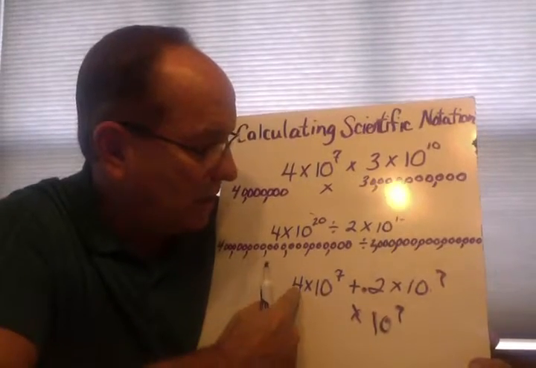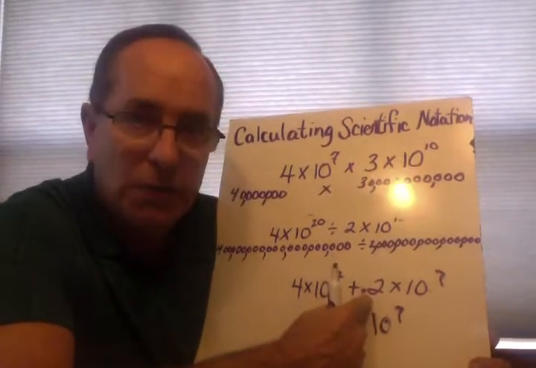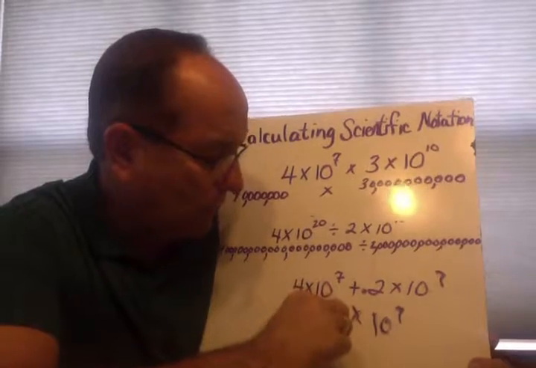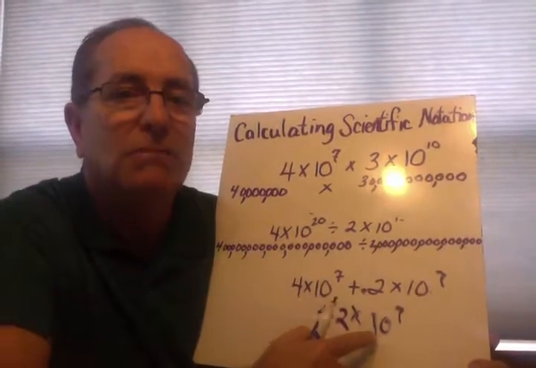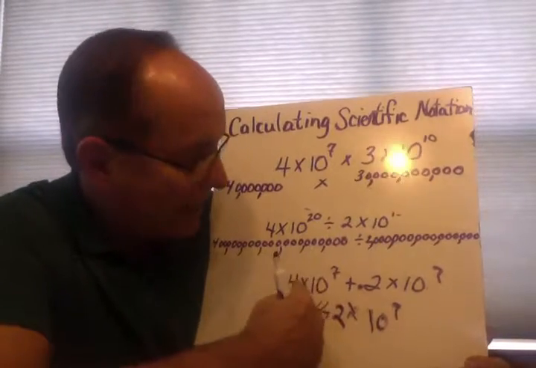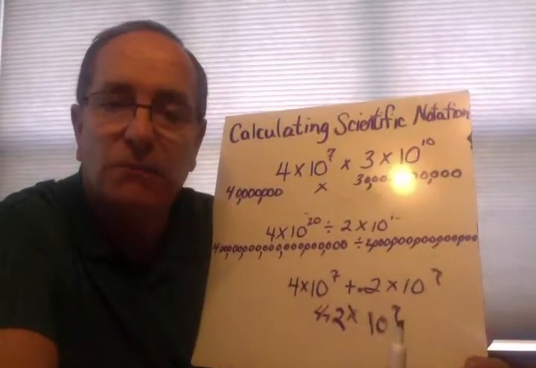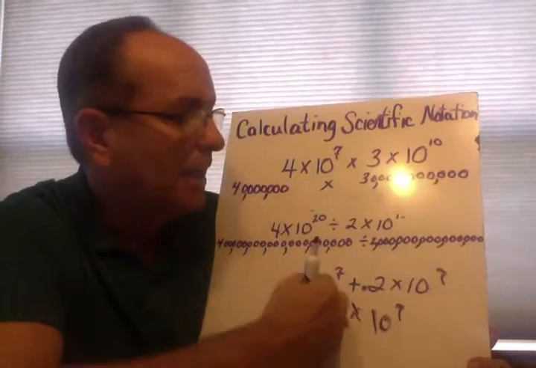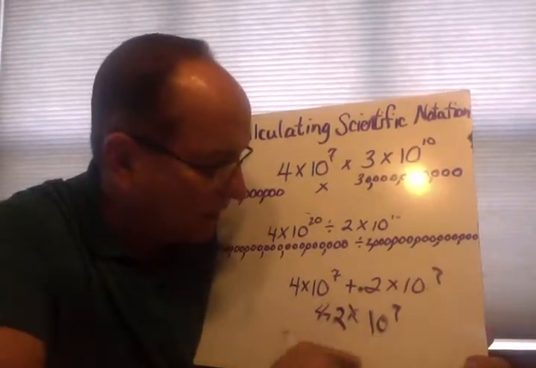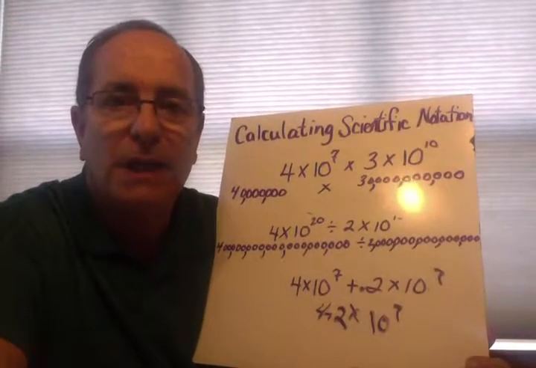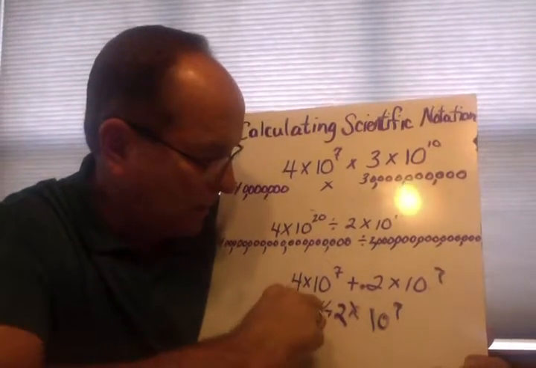So 4 plus 0.2 is 4.2. So my answer then is 4.2 times 10 to the 7th, adding these two numbers that are pretty good size. It might not fit into my calculator. I can do that, and then I can come back and go, okay, now I'm going to move the decimal 7 places, and what number do I have then?